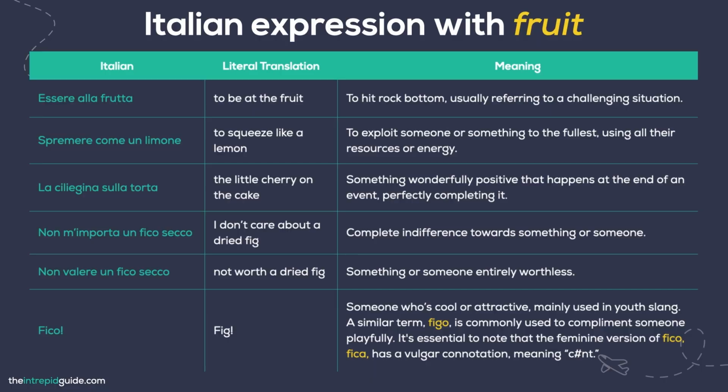Non mi importa un fico secco. Literally, I don't care about a dried fig. This means to be indifferent towards someone or something. Non valere un fico secco. Literally, not worth a dried fig. This refers to something or someone that is entirely worthless.